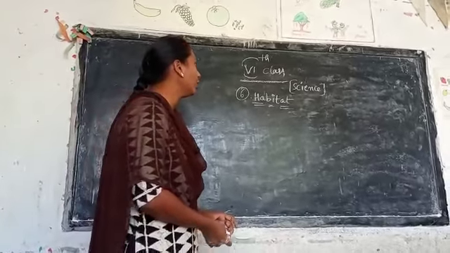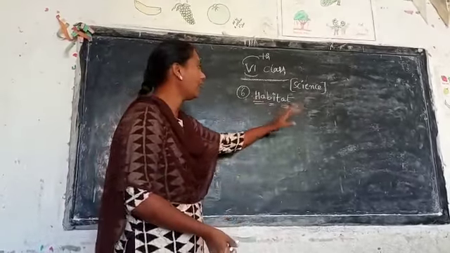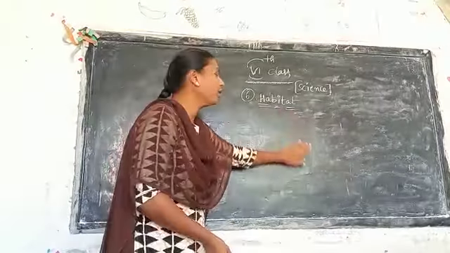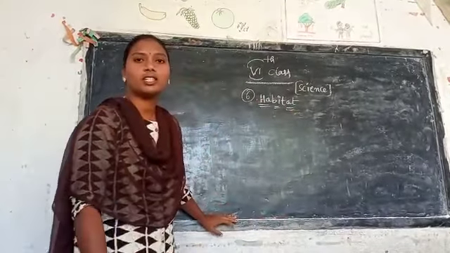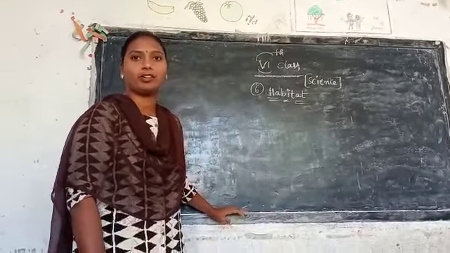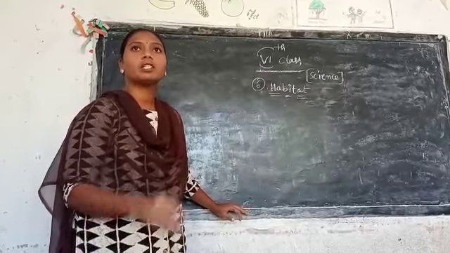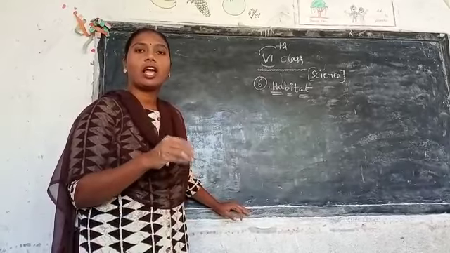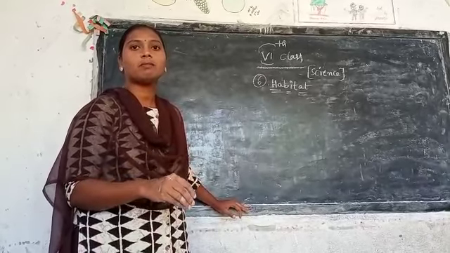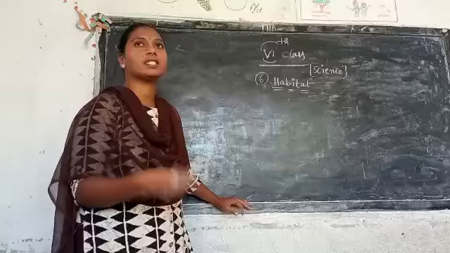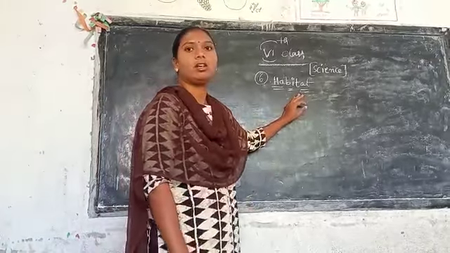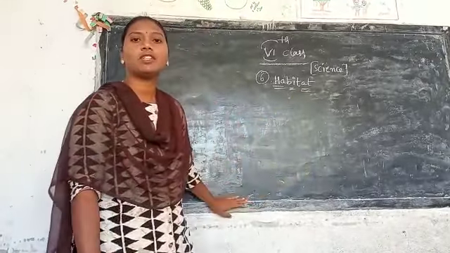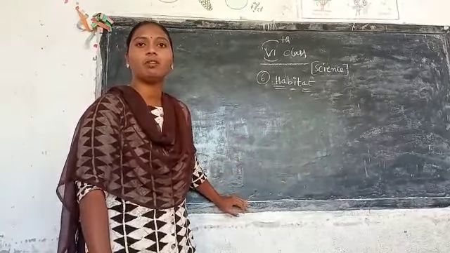Today we start a new lesson, the sixth lesson, habitat. First of all, do you know, students, what is the meaning of habitat? Habitat means some particular organisms live in some particular places. These types of places are called habitats. Like fish. Where does the fish live, students? The fish lives in water.